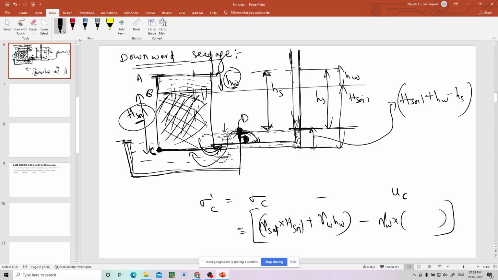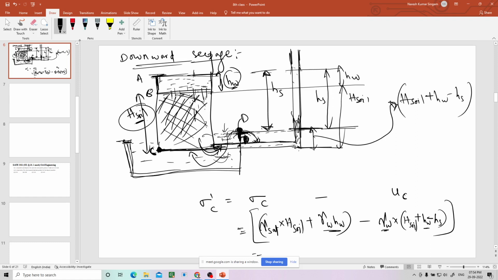That is not the thing. You should remember what is the outlet height. Outlet height is only CD. Suppose this is C, and CD is the only height. What is that height? H soil plus HW minus HS. See here, HW and this will get cancelled.